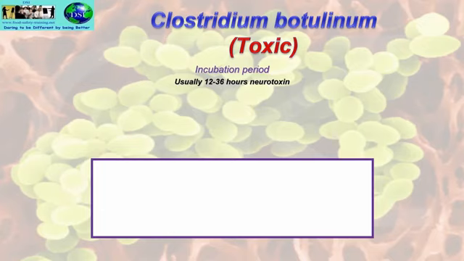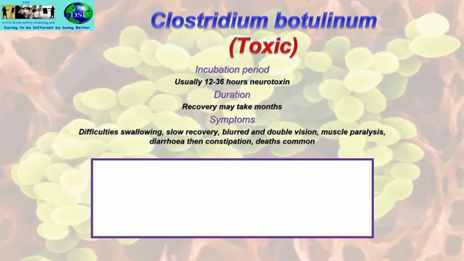What it does, it paralyzes the central nervous system, so any messages from the brain to other organs, for example, telling the heart to beat or the lungs to work, those messages are cut off, and so the body just closes down quite quickly. Duration: recovery may take months. Symptoms: here we go. Difficulty swallowing, slow recovery, blurred and double vision, muscle paralysis, diarrhea, then constipation, and deaths are very common.